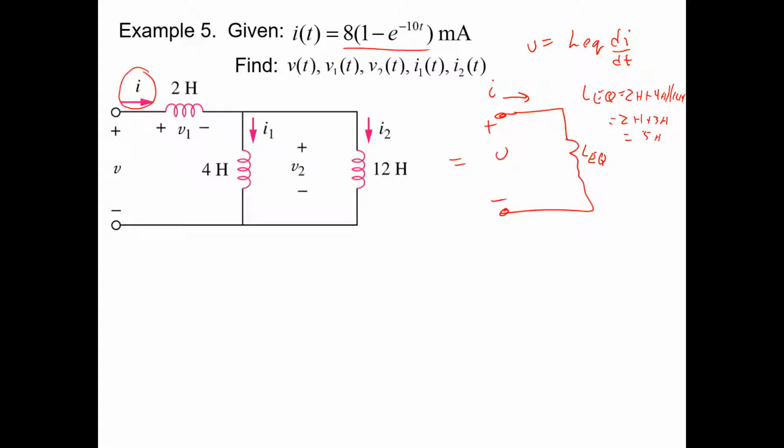So we're finding v, it's going to be 5 henries times di/dt. That's the relationship for inductors, right? v equals 5 times di/dt. And we know i is 8 times 1 minus e to the minus 10t, so we just differentiate that thing. We should be pretty good at that.